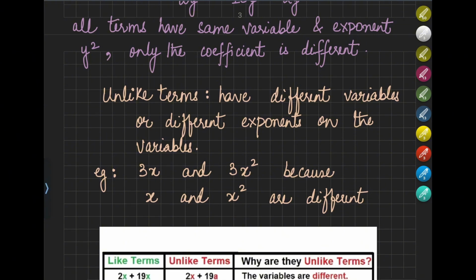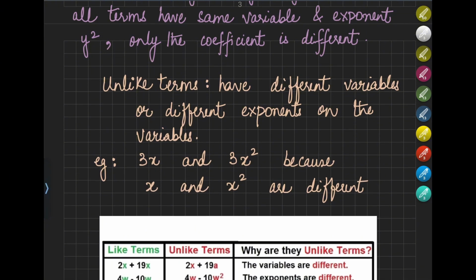Now what are unlike terms? Obviously unlike terms have different variables and obviously they have different exponents, like 3x and x square. Here you see that the variables look to be the same but actually they are not the same, because here the exponent is 1, here the exponent is 2. So 3x and 3x square are unlike terms because x and x square are different.